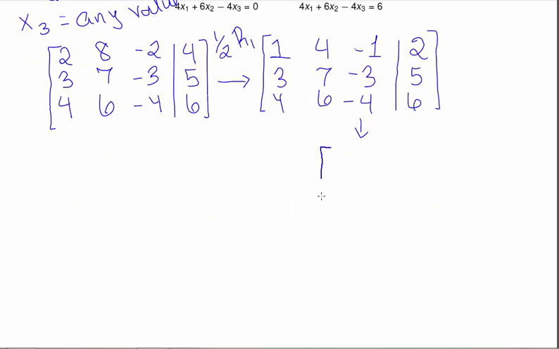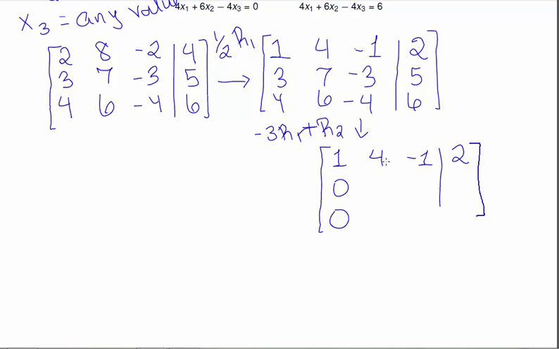The next step would be to get zeros underneath this 1. Minus 3 row 1 plus row 2 gives that first 0. So we have negative 3 plus 3 is 0. Negative 12 plus 7 is negative 5. 3 minus 3 is 0. And negative 6 minus 5, which is 1.